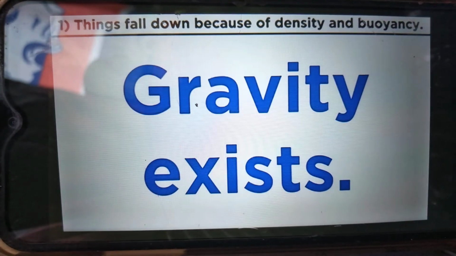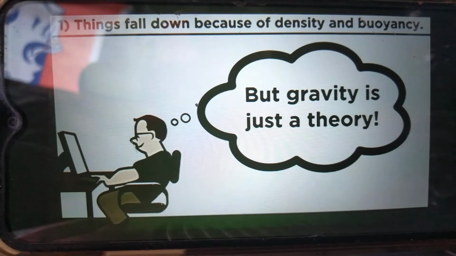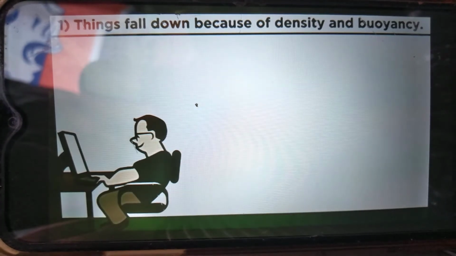Gravity exists, period. Saying it is just a theory does nothing but display that you have no idea what a theory is. Stop repeating what you hear on Flat Earth videos and catch up to the 17th century.